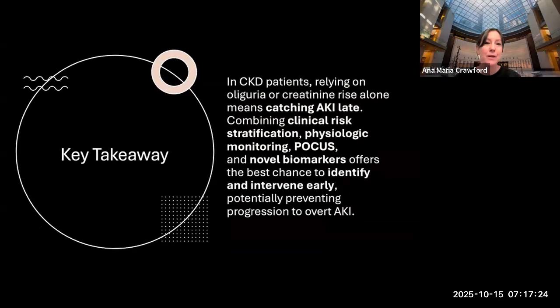So I think in summary, the chronic kidney disease patient is already at very high risk, and sometimes relying on oliguria and serum creatinine rise alone is a little bit late. So looking at clinical risk stratification, physiologic monitoring, and considering your POCUS. If you have those novel biomarkers, which we don't actually use very commonly, you can consider those. But really, taking great care of that patient early, making sure that they have good hydration and stable hemodynamics, and avoiding the nephrotoxic agents are the key takeaways.